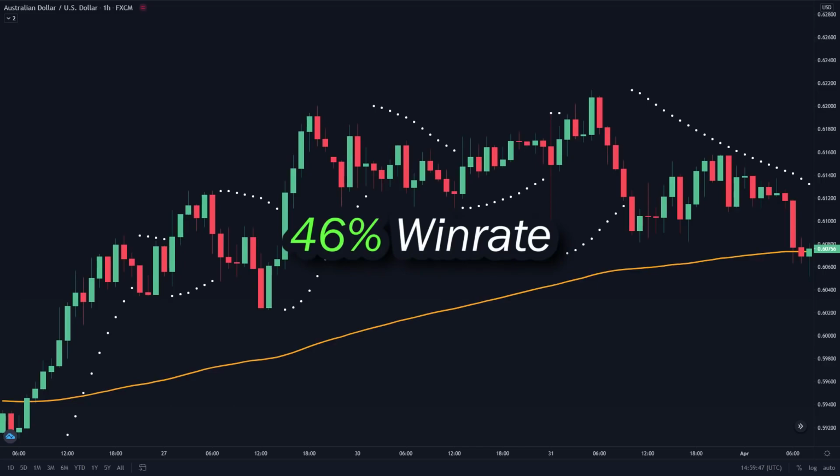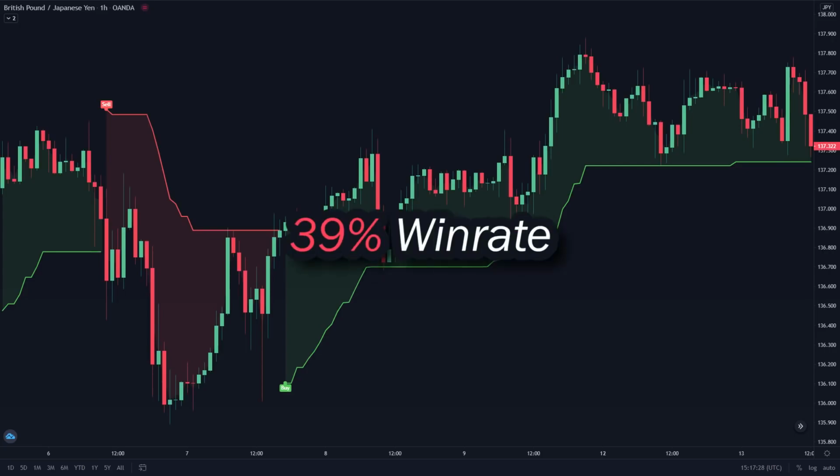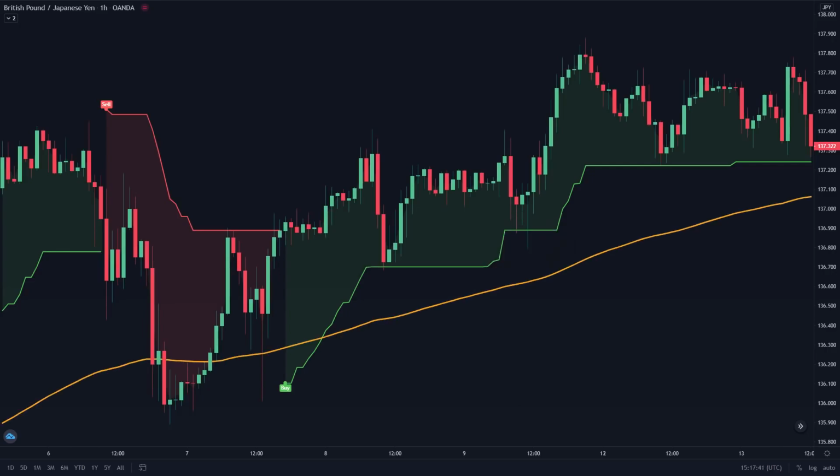It also works with other indicators as well. For example, the super trend. If you're trading only using the super trend indicator, it will give a win rate of only 39%. But if you combine it with a 200 EMA, it can boost that win rate to 48%. So adding the 200 EMA with any indicator can automatically increase its win rate.